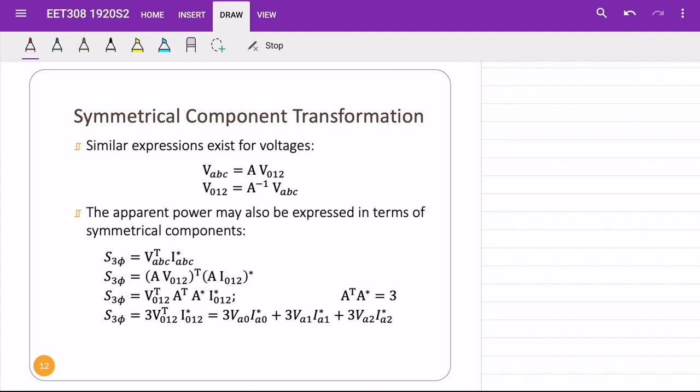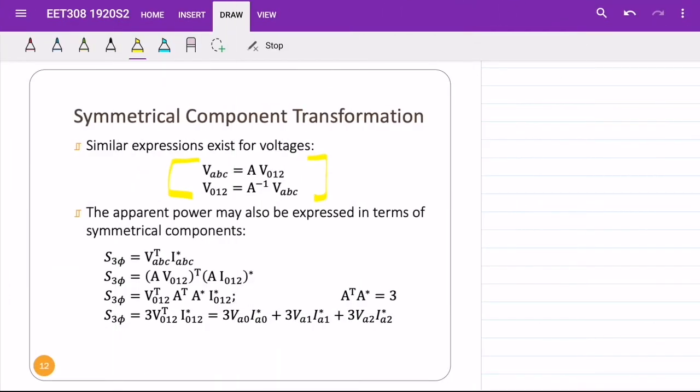How to calculate if we are given the symmetrical component voltages? We can use this equation to determine the value of phase voltages or symmetrical component voltages. This equation is similar to the one for symmetrical component currents and phase currents. If we have the values of voltage and current, we can calculate the apparent power, the real power, and also the reactive power.